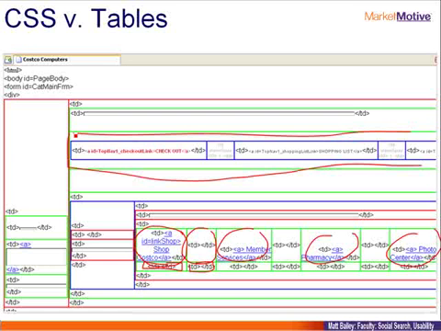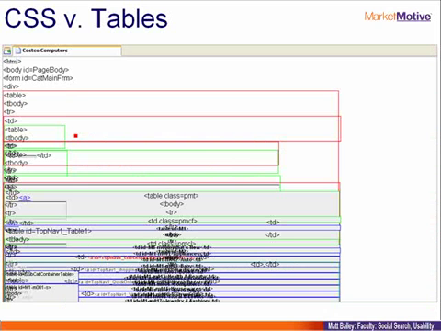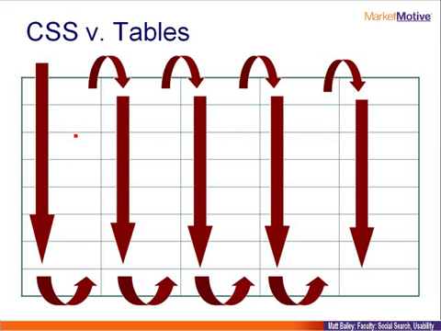Now the problem is, because it's a table-based layout, when a search engine comes to look at the page, the search engine squishes everything together and tries to look at it in a sequential format. And it looks kind of like a mess. Here's a better way of showing it.